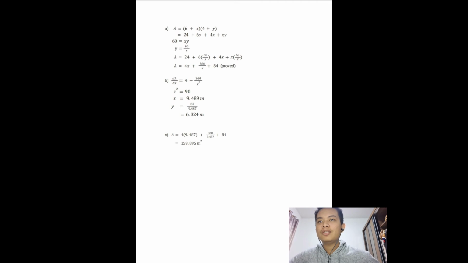And my final question is, what is the minimum combined area? For the minimum combined area, I take the value of x and insert it into the equation 4x plus 360 over x plus 84, which is the combined area of the fish pond and the flower border. So I get 159.895 meters square. The unit is very important because there are a lot of units that can be put into the answer that may change the value.